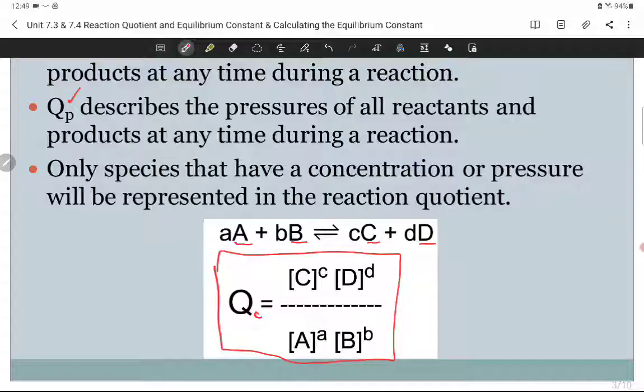But we definitely have already defined what the K would be. Remember, if K is greater than 1, that means it proceeds more to the right, from left to right, and less from right to left. If K is less than 1, then it's the opposite idea. Yes, there's still dynamic equilibrium, meaning that there's movement in both directions, but the majority of the movement is from product to reactant.